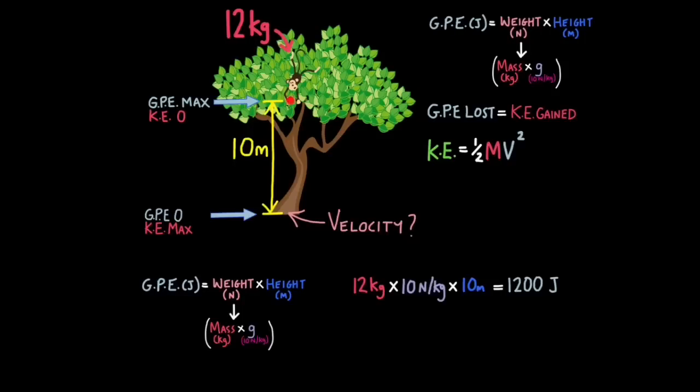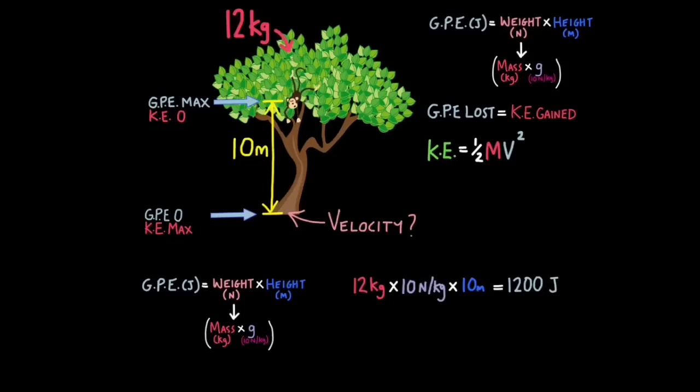So now we know how much gravitational potential energy it has up here, but now we need to work out how much kinetic energy it has down here. This is a lot easier than it sounds if you use this equation, GPE lost equals KE gained. In other words, at this point, its GPE is maximum, but it's not moving, so its kinetic energy is zero.